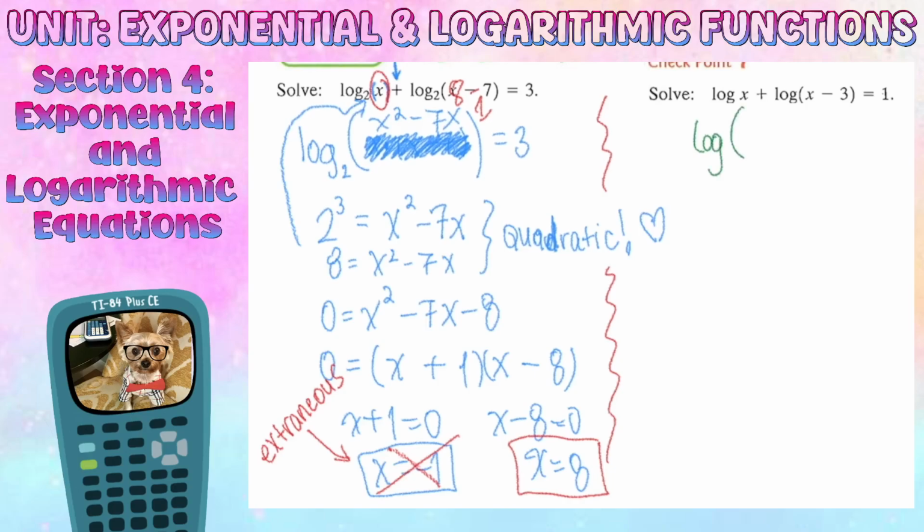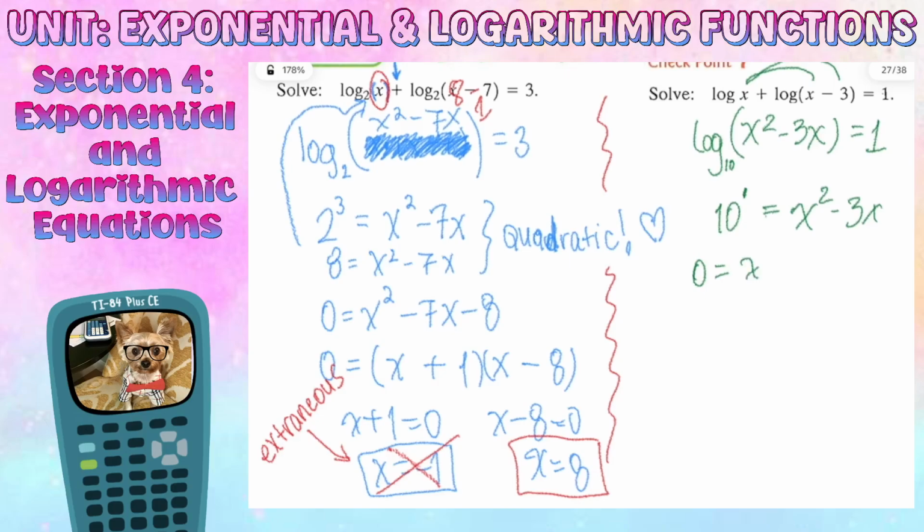Log here has a base of 10 because it's invisible. And while I'm at it, I'm going to distribute the x to the x minus 3, so I'll get x squared minus 3x equals 1. So I just used the product property. Again, my base is an invisible 10. 10 to the 1, b to the y. 10 to the 1, which is 10, equals x squared minus 3x. Subtract that 10 over: 0 equals x squared minus 3x minus 10, which I have to do because that's how you solve a polynomial equation. You cannot solve it while it's equal to a number other than 0.